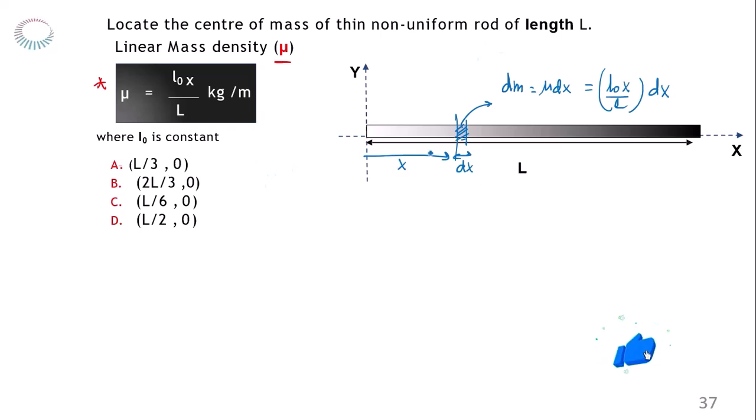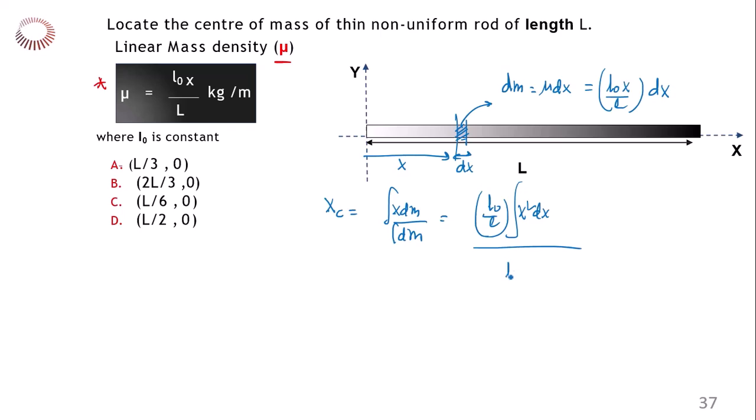Correspondingly, the x center of mass should be equal to the integration of x dm divided by the integration of dm. So x is x. L naught by L comes out, with x square dx in the numerator, divided by L naught by L coming out with x dx in the denominator. L naught by L cancels out. The limit is from 0 to L in both the numerator and the denominator. The numerator is L cube by 3 and the denominator is L square by 2.